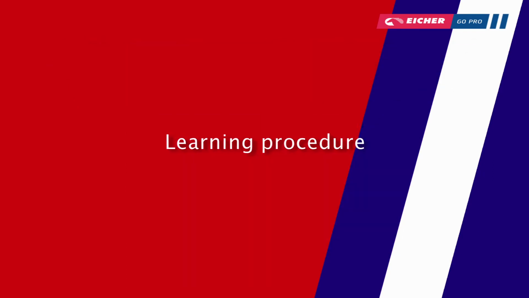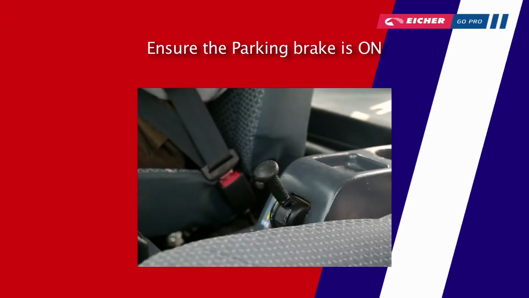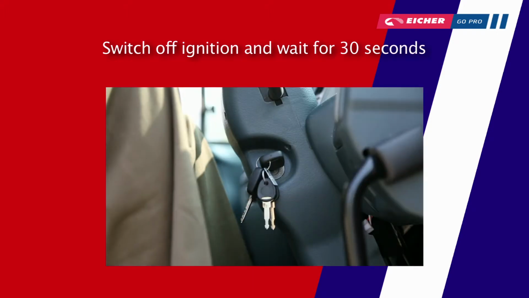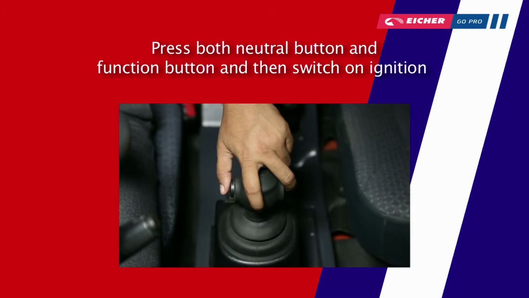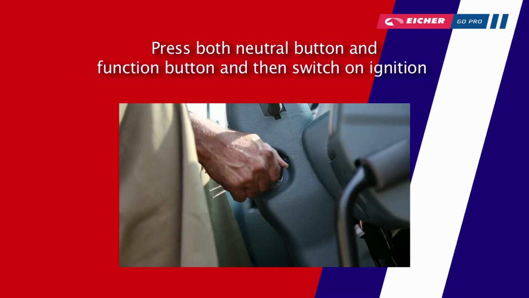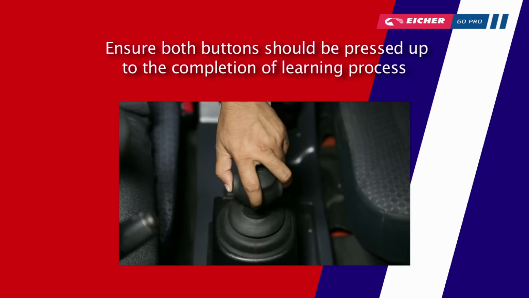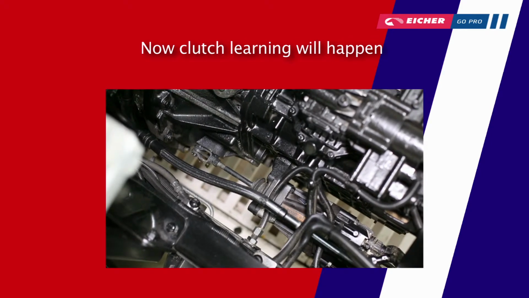Learning procedure. Step 1. Ensure the parking brake is on. Step 2. Switch off ignition and wait for 30 seconds. Step 3. Press both the neutral button and the functional button, and then switch on ignition. Ensure both buttons are pressed until the completion of the learning process. Step 4. Now clutch learning will happen.